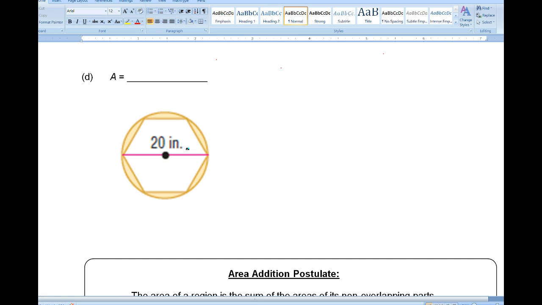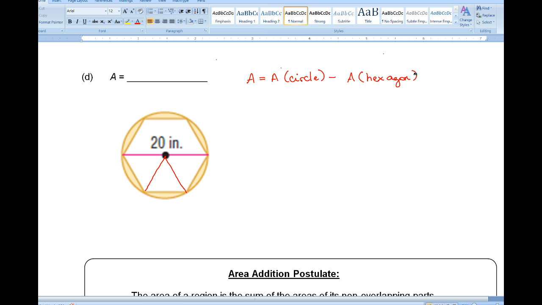All right, guys. Next one, D. We didn't finish. Yes, we did. Guys, what kind of shape do we have here? Square, circle, and a pentagon. Okay, so let's do this. We want to take the area of the circle minus the area of the hexagon.